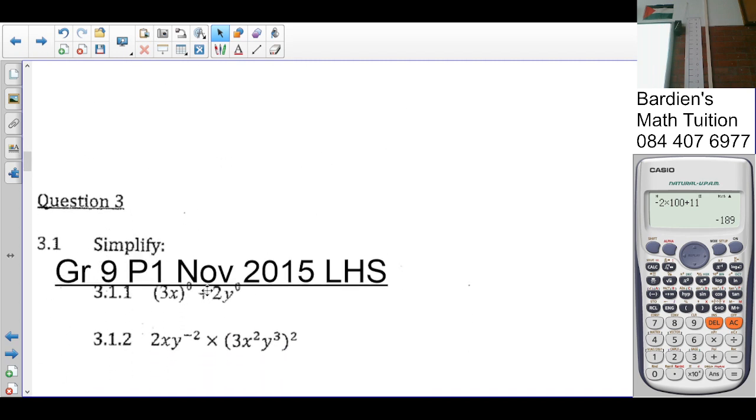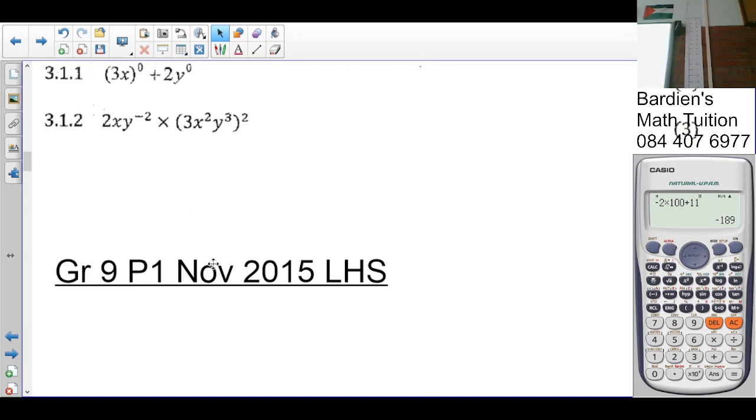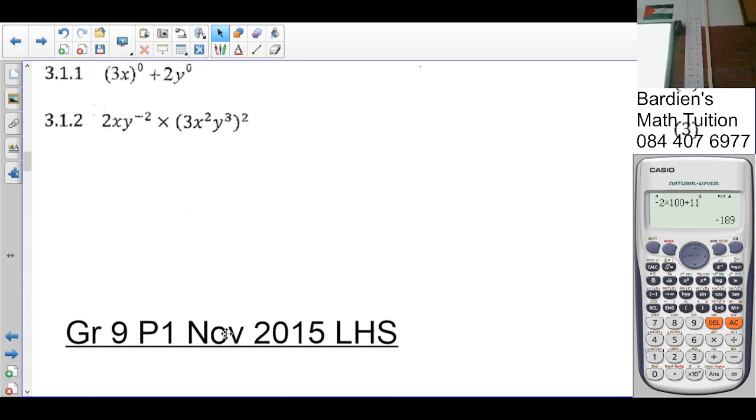Okay, let's look at number 3. 3.1, it says simplify. People, anything to the power 0 is? 1. So what we have here is going to be, the whole bracket becomes 1 plus 2 times 1, which is 2. The answer is 3. Okay. Look at the next one.